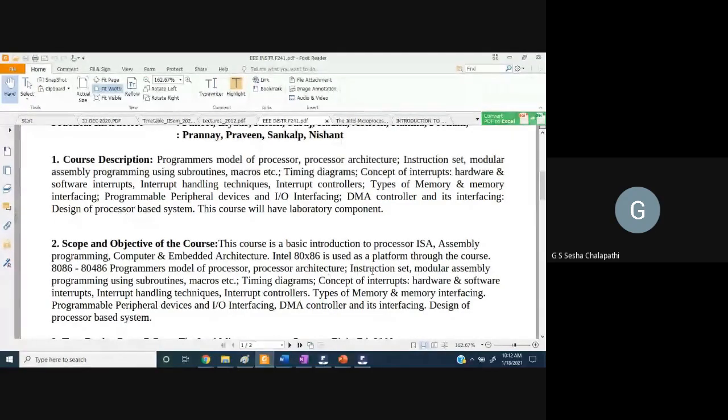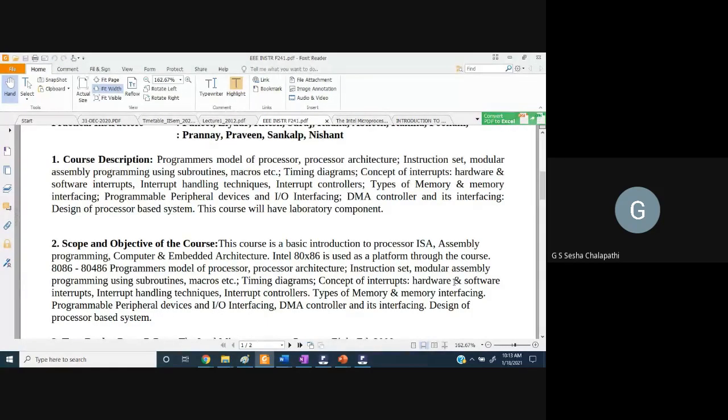And then we will spend a good amount of lectures on the instruction set of the 8086 processor, which is the processor that we'll be dealing with. We'll talk about modular assembly programming routines like subroutines, macros, etc. We'll also talk about how the processor executes a particular instruction, with respect to timing diagrams, what happens in a given time. And we will also have concepts called hardware and software interrupts.